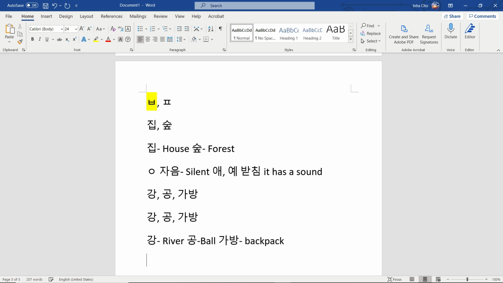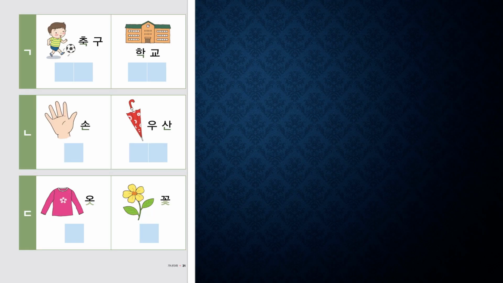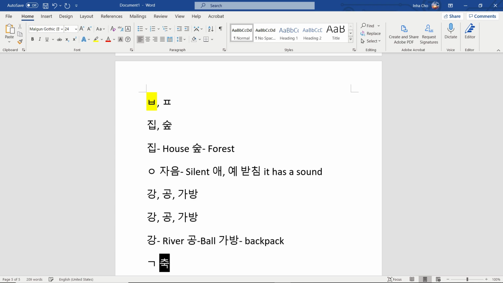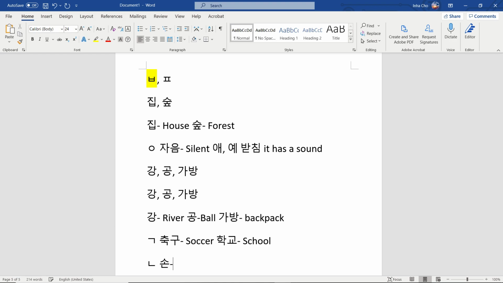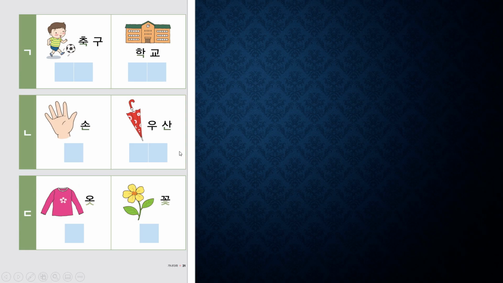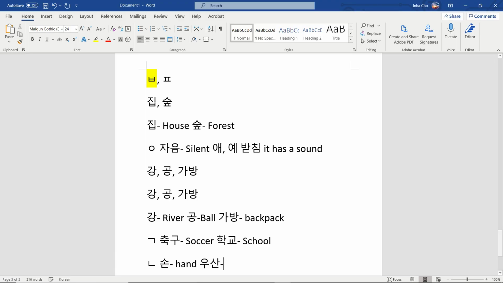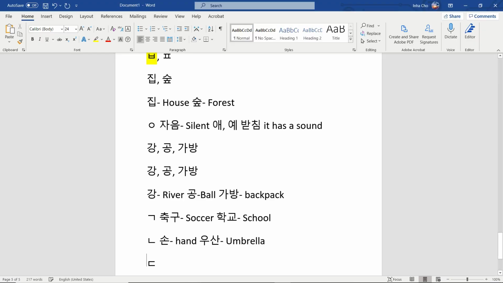Alrighty. And finally, we have a couple of vocabulary words for practice. We have 기억: 축구, which is soccer, and 학교, which is of course school. For 니은, we have 손, which is hand. For the second one, you have 우산, which is umbrella.